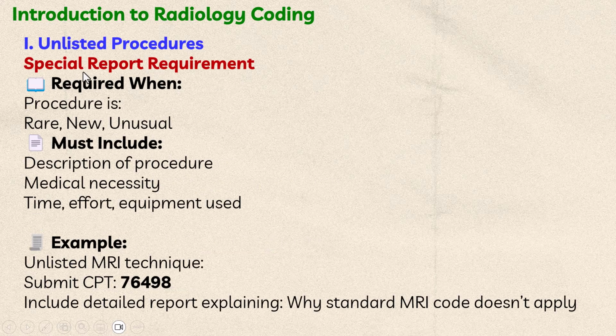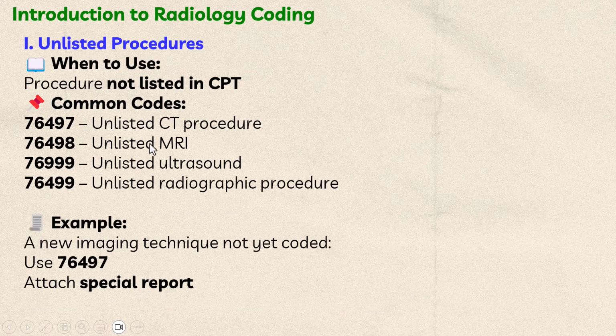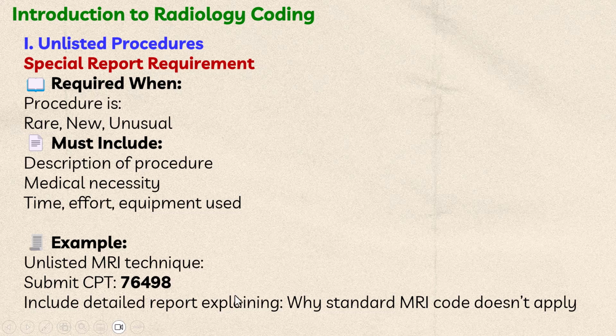The requirement for this special report is when the procedure is rare, new, or unusual. This special report must include a description of the procedure, medical necessity, time, effort, and equipment used. For example, if the physician had done an unlisted MRI technique, you have to submit CPT code 76498, that is for unlisted MRI. It should include a detailed report explaining why a standard MRI code doesn't apply.